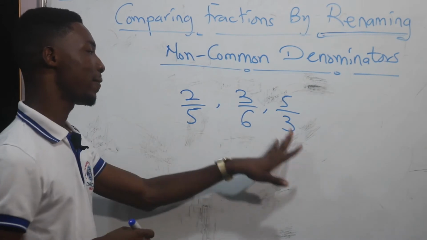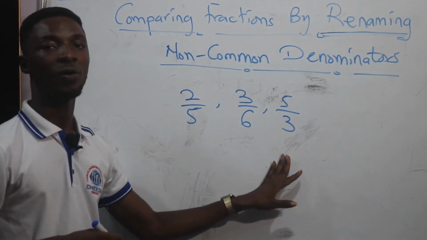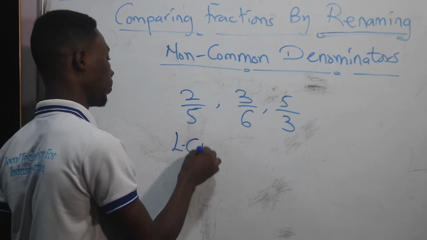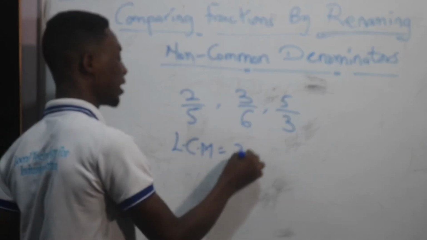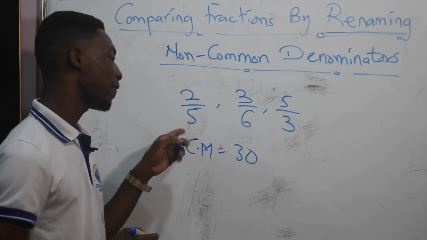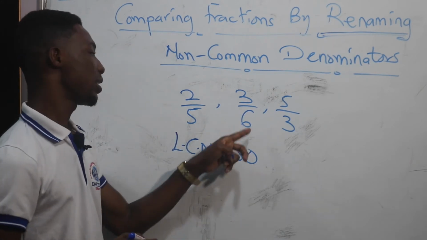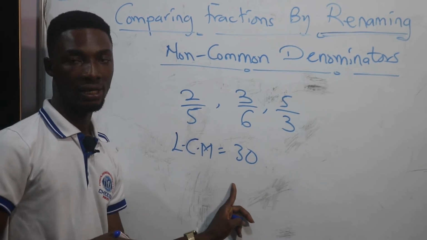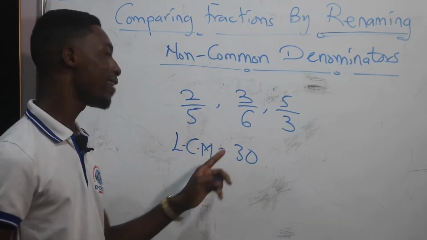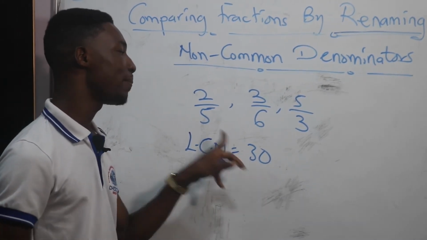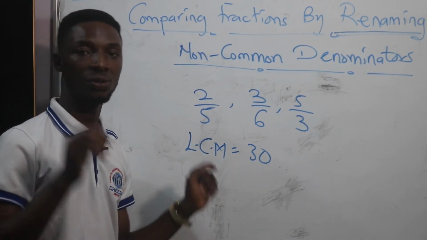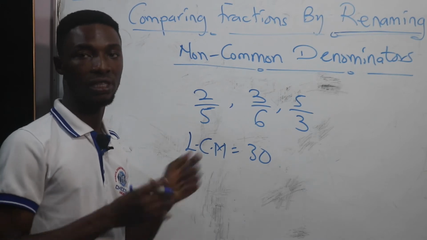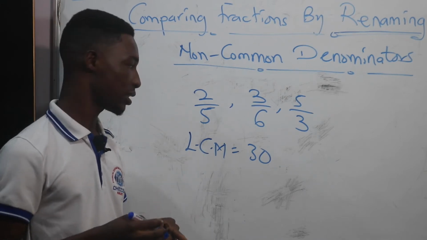5, 6, and 3, we can say, have a common LCM of 30, because we know that 5 will go into 30, 6 will go into 30, and 3 will also go into 30. So the next thing to do is to divide the LCM by each of the denominators to get that factor you need to change the fractions to different equivalent fractions.